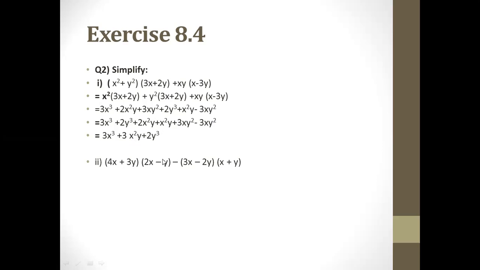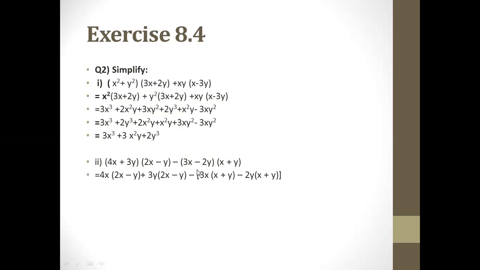Here you have given two brackets. If there is no sign in between the brackets, it means they are going to multiply, and then minus sign, and here again it's multiplication. So remember one thing: when two brackets multiply and outside the bracket there is a negative sign, always do the multiplication inside the bracket, because the outer negative sign will change the inner sign. So 4x multiply with this complete bracket 2x minus y, then plus 3y multiply with this complete bracket 2x minus y, just like the previous question.